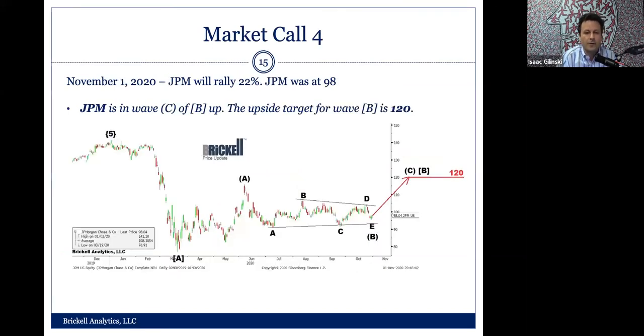We had a bullish forecast on the banks, especially JP Morgan. JP Morgan was trading at about $100 a share. We thought JP Morgan would rally to about $120 a share. This was right around the election time or a little bit before the election. JP Morgan is, as you know, above 120. It's closer to 160.